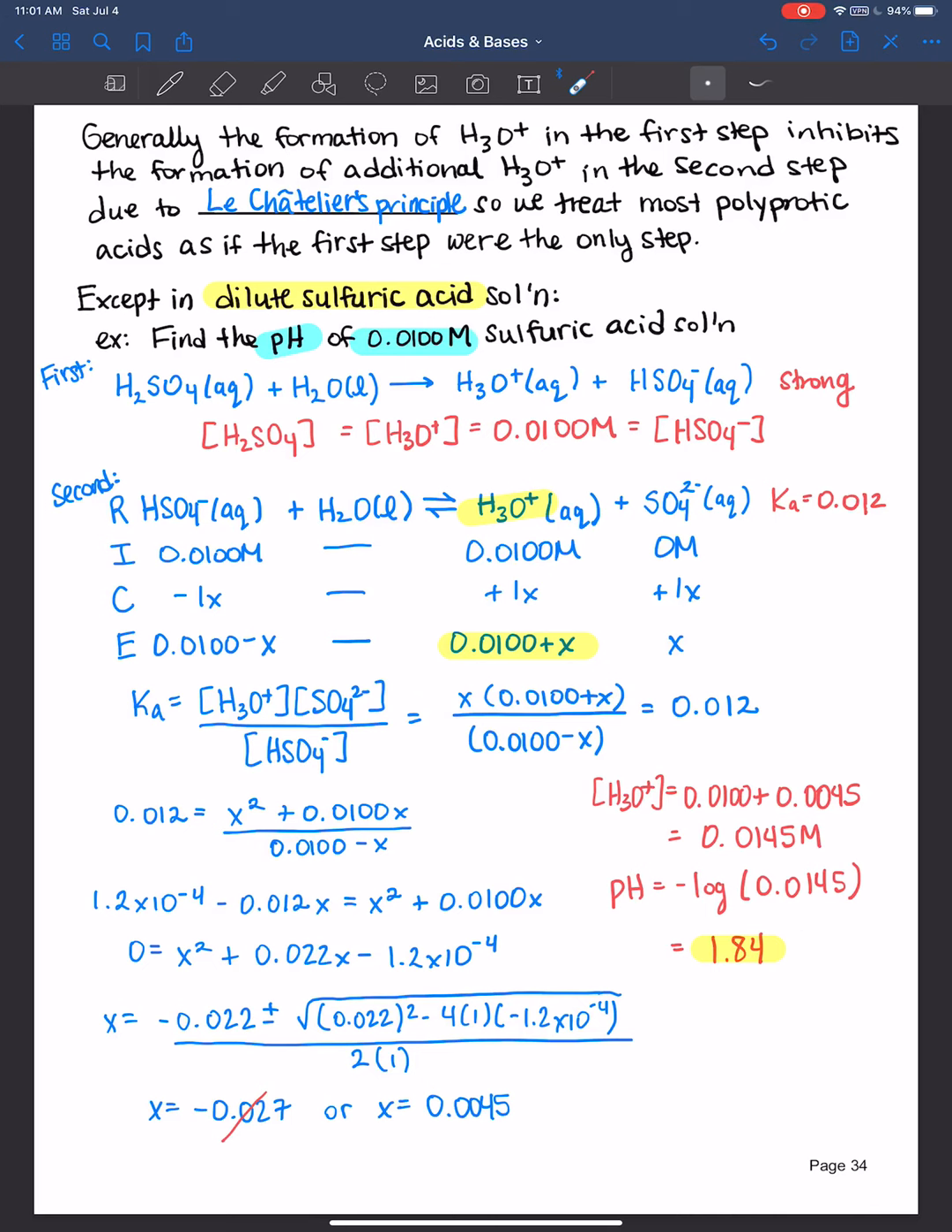So once again, this is kind of the exception to the rule. Now in the next video, I will also work how to calculate the pH of a weak polyprotic acid, where you really only need to take into account the first step.